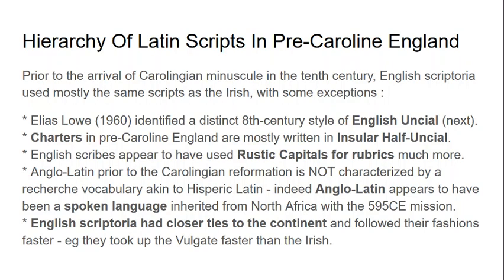So Elias Lowe in 1960 identified a distinctive 8th century style of English uncial, which is on the next slide. And charters in pre-Caroline England are mostly written in insular half uncial. English scribes appear to have used rustic capitals for rubrics, whereas the Irish don't seem to really have done this. They seem to have used insular half uncial for rubrics. And rubrics are sort of special bits of the text that one wants to highlight or bring attention to.